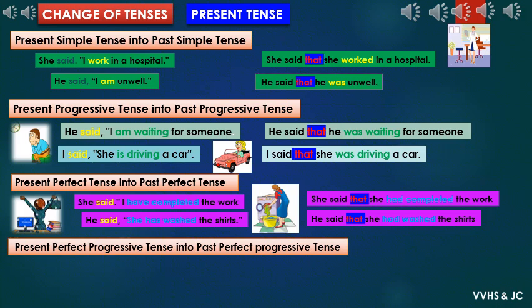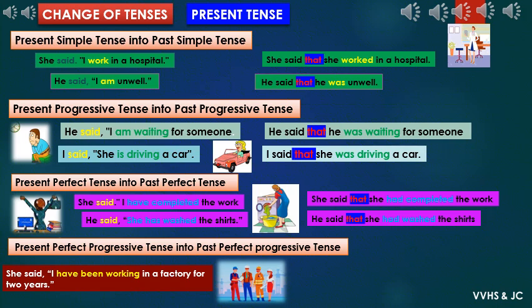Present perfect progressive tense will change into past perfect progressive tense. For example, she said, "I have been working in a factory for 2 years." The indirect speech will be, she said that she had been working in a factory for 2 years.